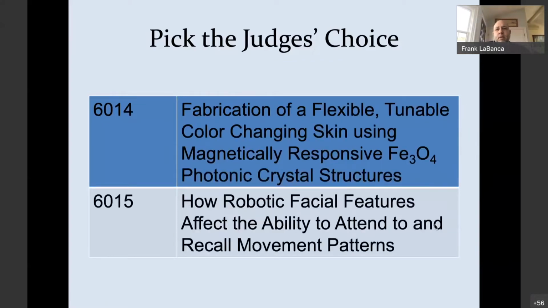Let's try another one. Fabrication of a flexible, tunable, color-changing skin using magnetically responsive Fe3O4 photonic crystal structures, and how robotic facial features affect the ability to attend to and recall movement patterns. Go ahead and vote now. So we're seeing lots of 1s for the first one and 2s for the second one. Mr. Erickson's not a fan of either one of these. Okay, let's see what we got.